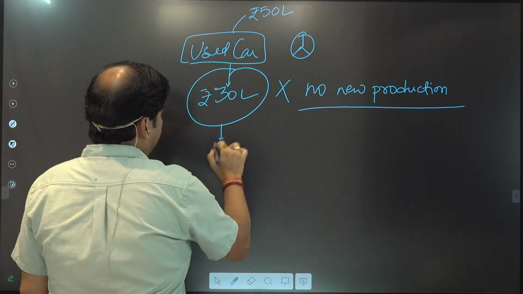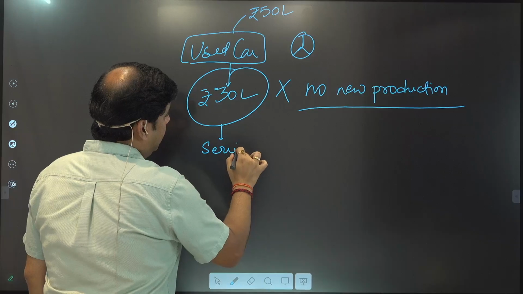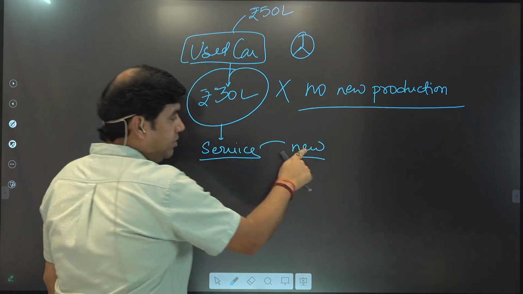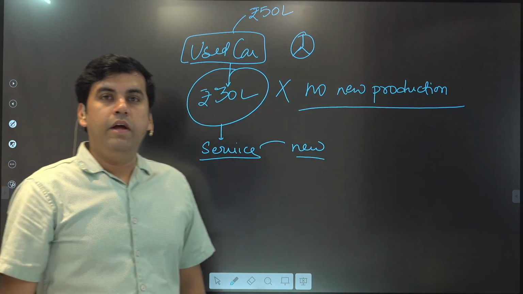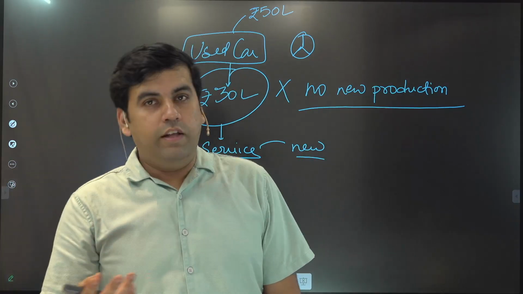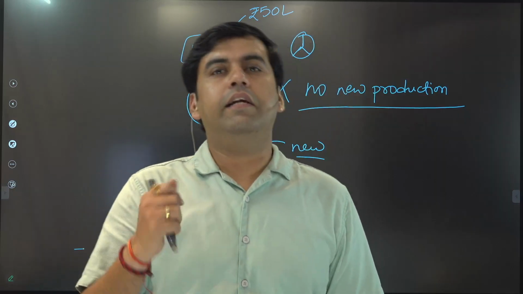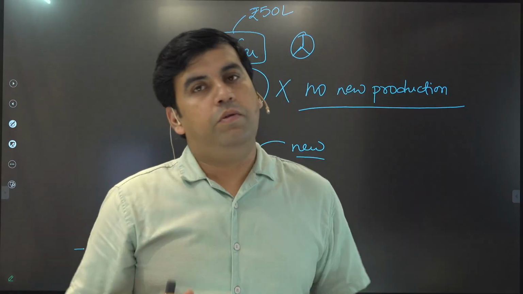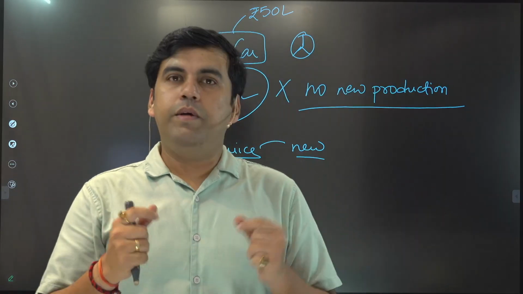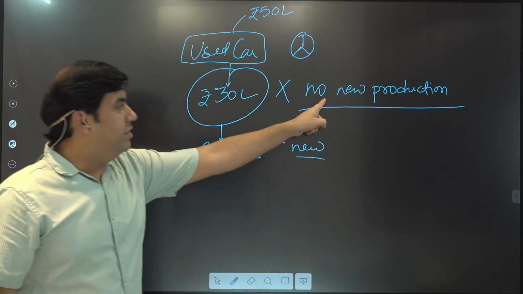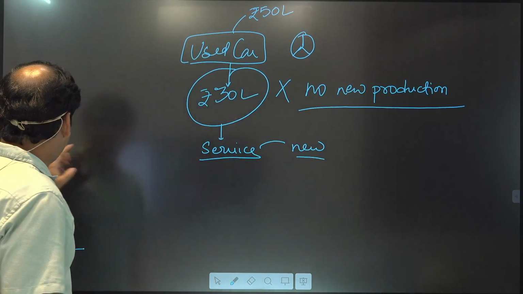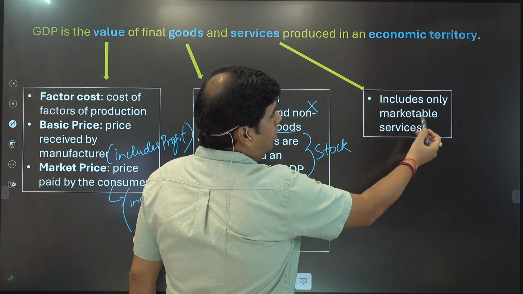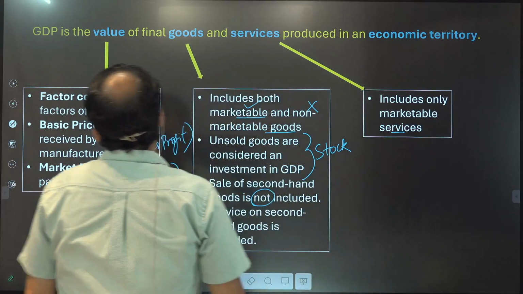But service. If this car goes for service, this is new. This service is new, because every time a car goes, a new service will be created. New labor will be included. All the new parts will be included. Auto parts and whatever, new things will be included. So it is included, the sale is not. Guys, if you study with logic, things are easier for you. Right? It includes only marketable services. Simple.